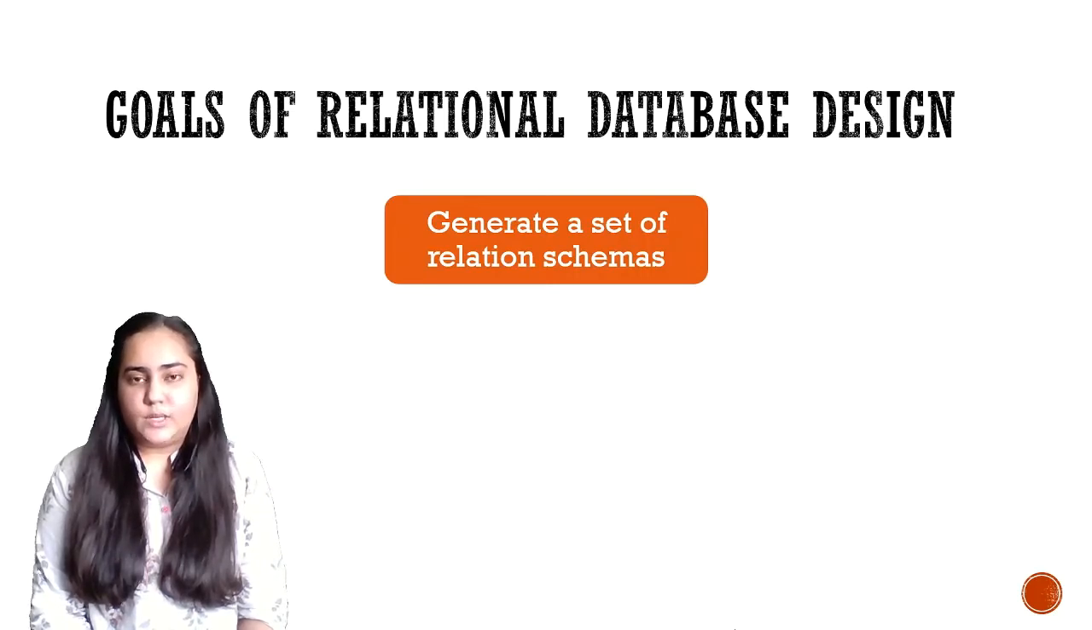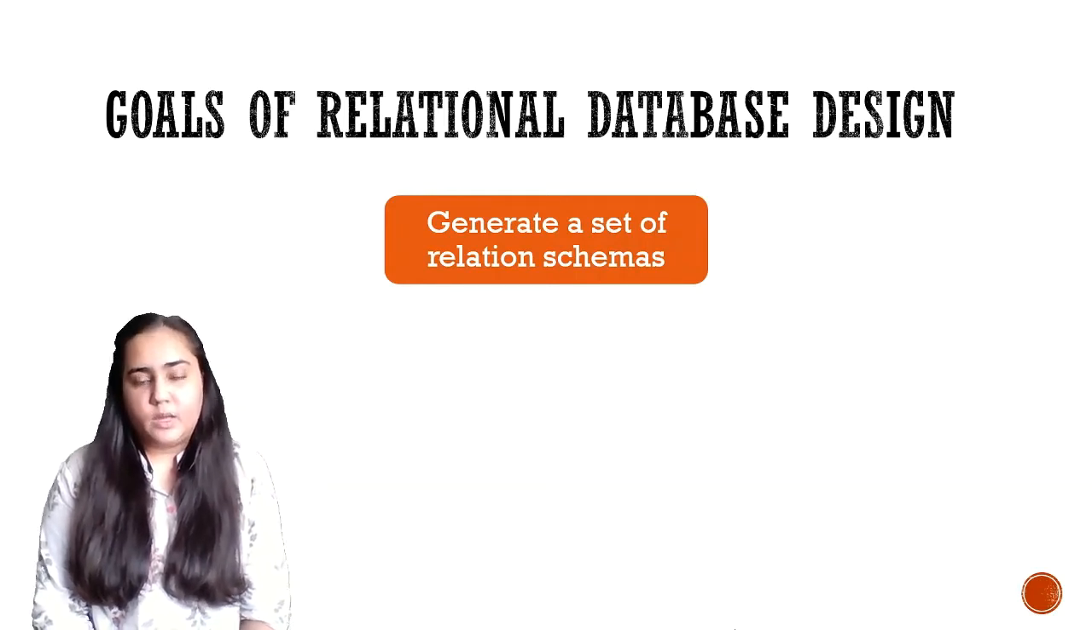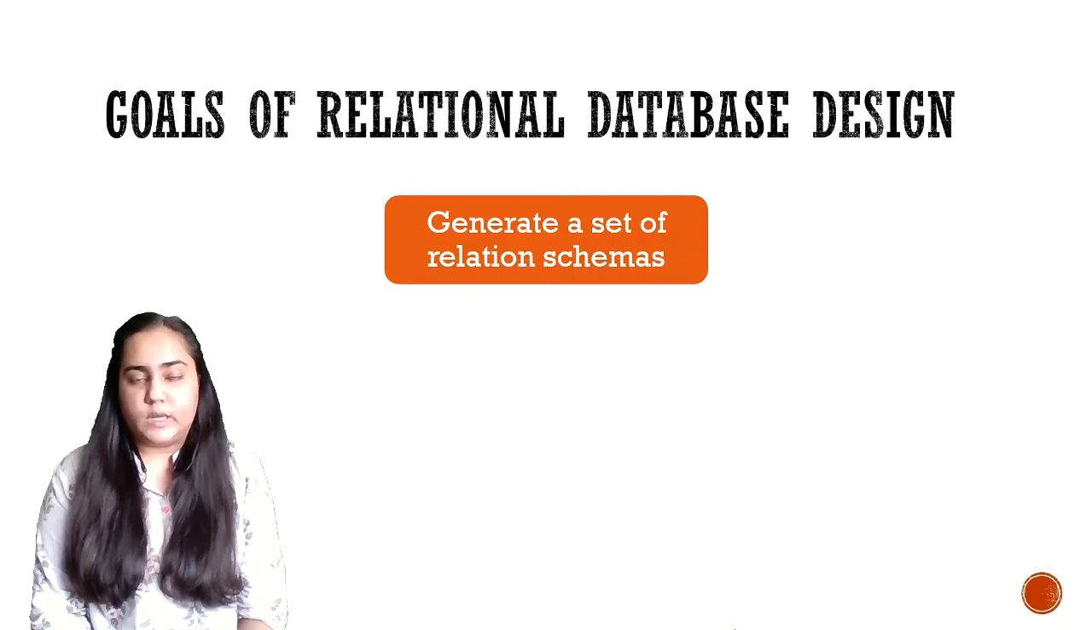And it's not as simple as it sounds, because to design a database, you need to make sure that it is efficient. Efficient when you perform insertions, updations, deletions, or just when you simply want to view the tables, when you want to view your data. So in order to make sure that your design is efficient, you need to study relational database design very thoroughly. And one of the goals of relational database design is definitely generating a set of relation schemas.